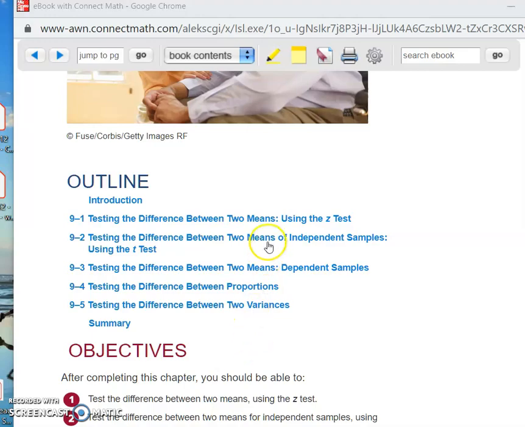Okie dokie, so we are now talking about the situation when we have dependent samples. Before it was independent samples for both of these. Now we're talking about dependent samples. What do we do?